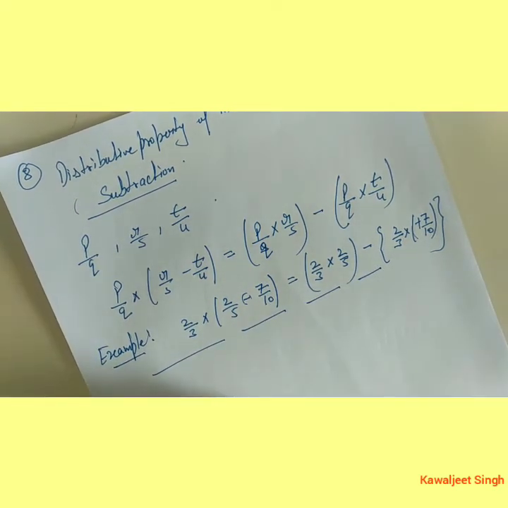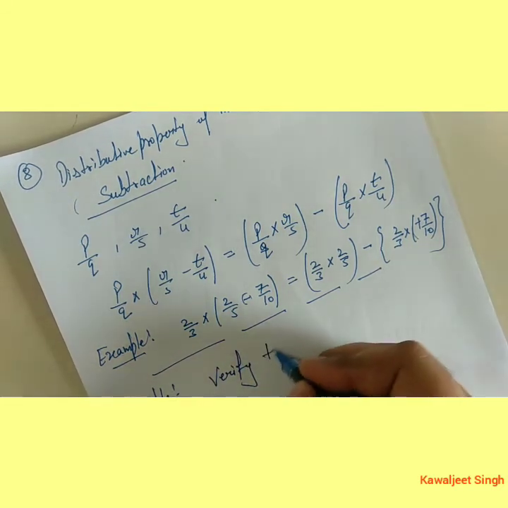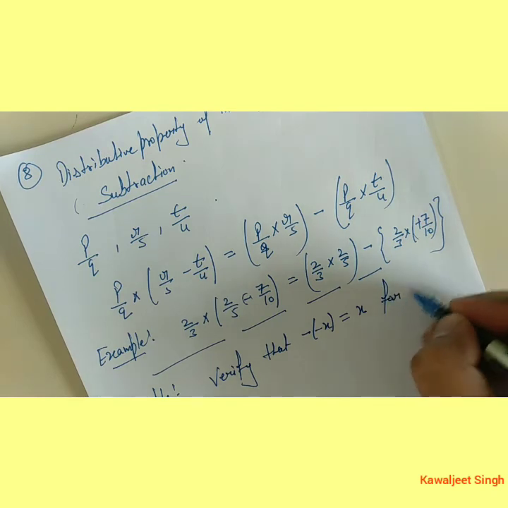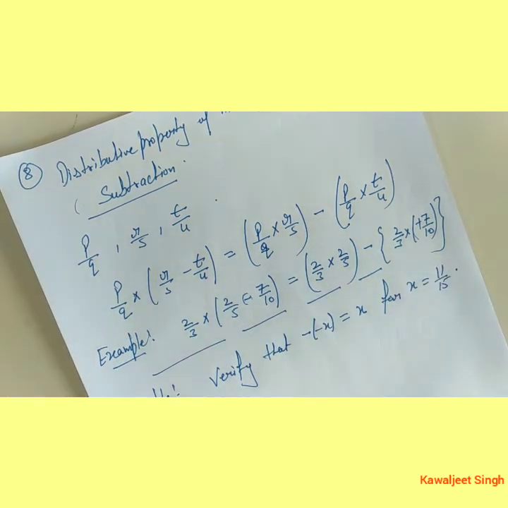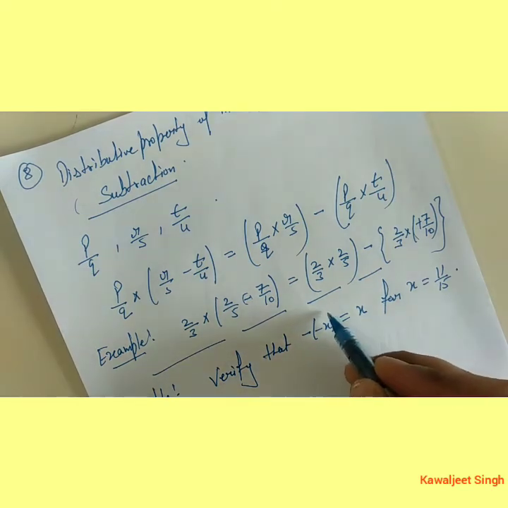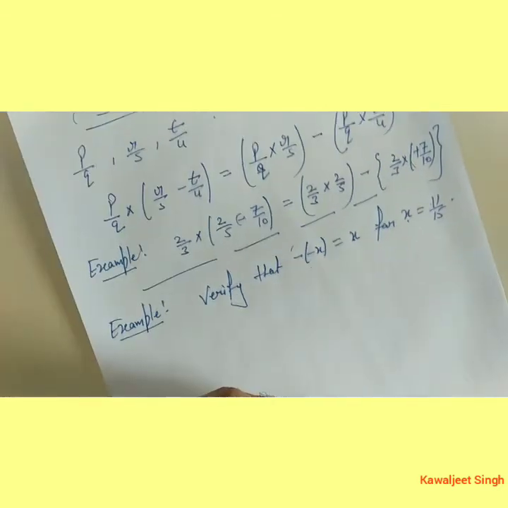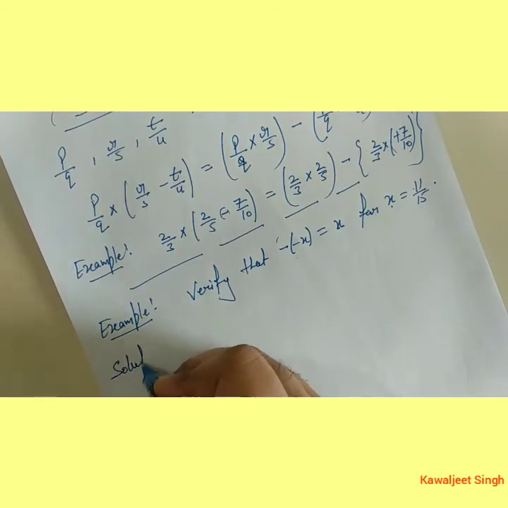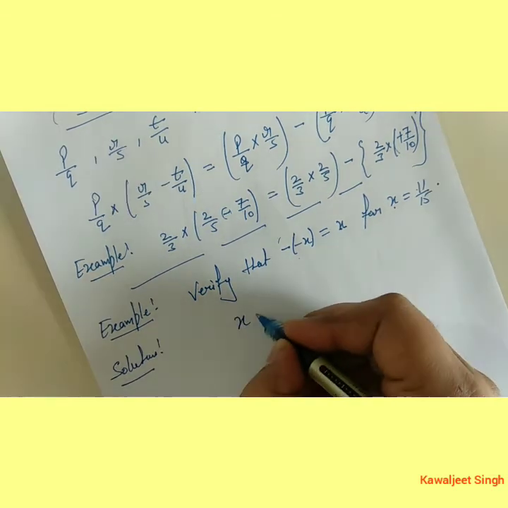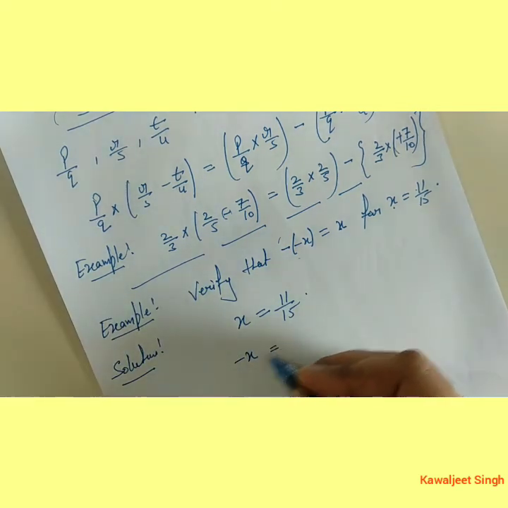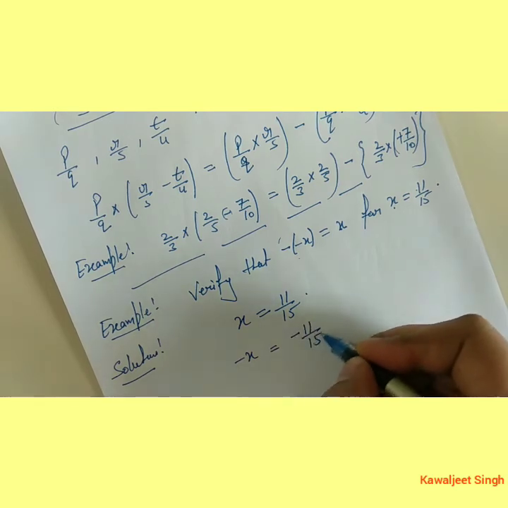Now see the example. In this example we have to verify that minus of minus x is equal to x for x equal to 11 by 15. In this question, what we have to do is just verify whether minus of minus x is equal to x or not, where the value of x is 11 by 15. For this solution, as the value of x is given as 11 by 15, minus of x becomes: just take the minus sign with 11 by 15.